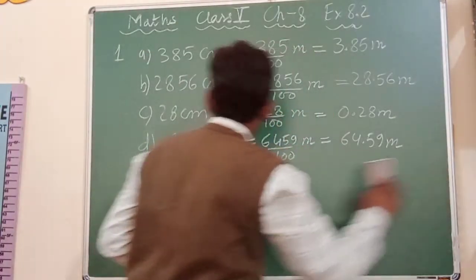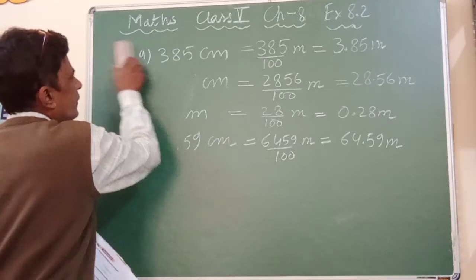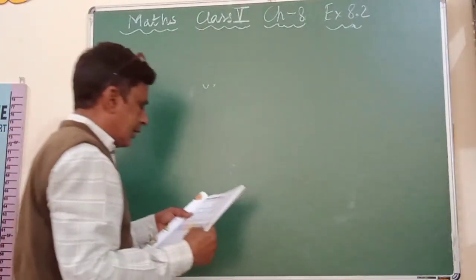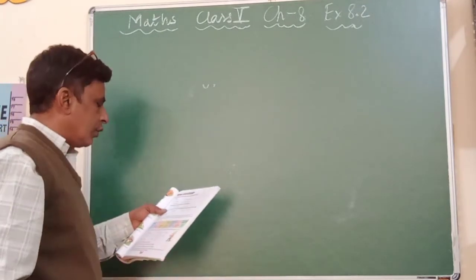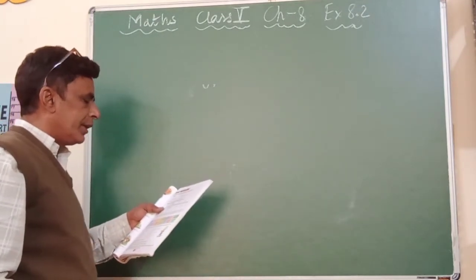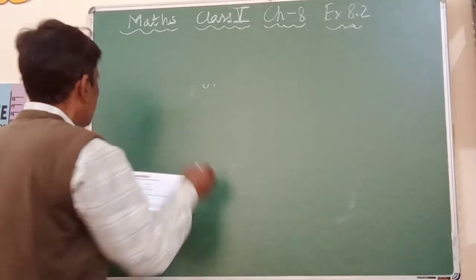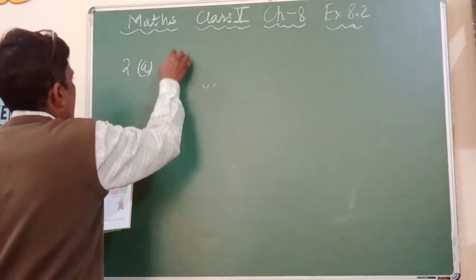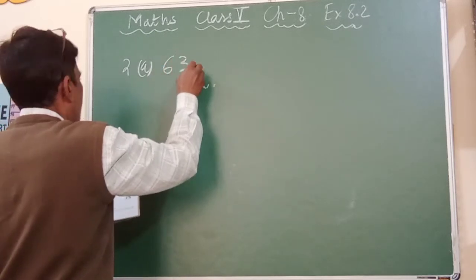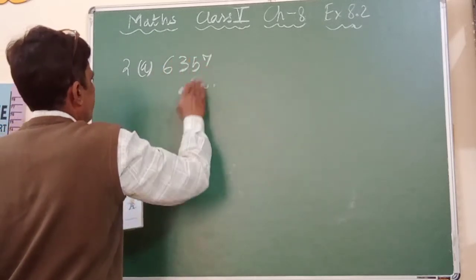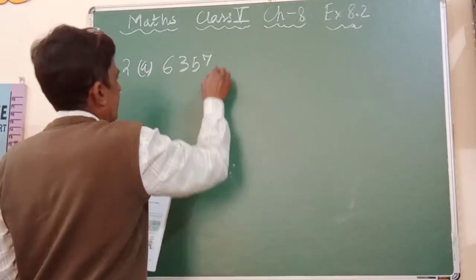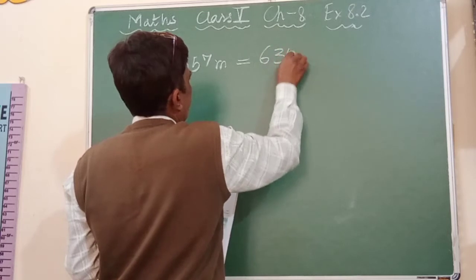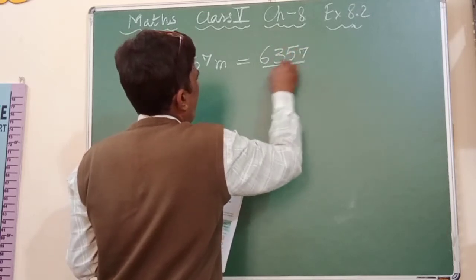We proceed to the next question, question number 2. In question number 2, we have to write the given measurements in kilometer using decimal notation. Question 2a. 6357 meter is equal to 6357 upon 1000.